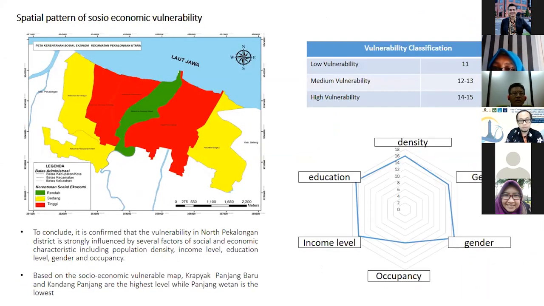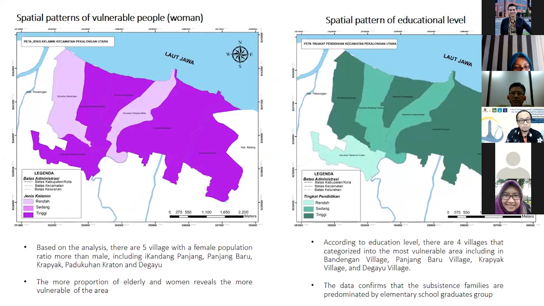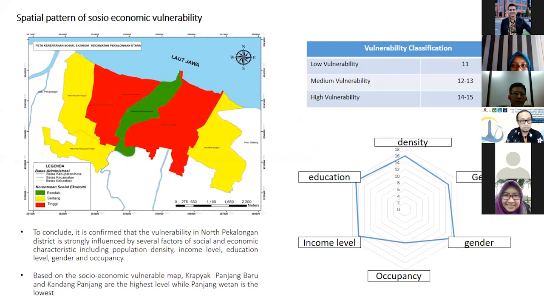So let me turn to the final slides, the last slides. Based on the spatial patterns of each variable, we can conclude that the vulnerability of the community in the North Pekalongan district is influenced by several socio-economic factors. As I mentioned before, these are the population density, income level, education level, gender, and the occupancy. There are 6 factors that have been examined, and they contribute to the level of the vulnerability.